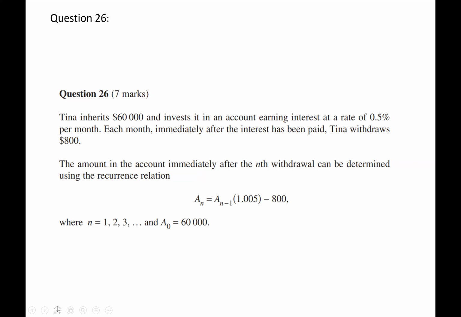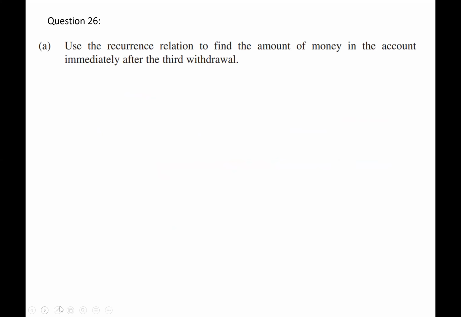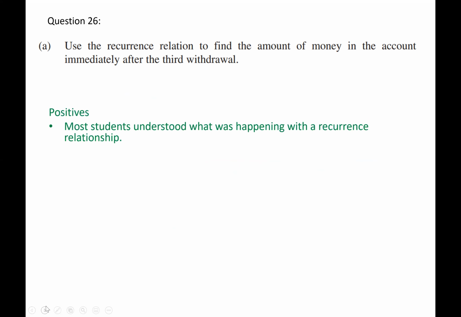In this one, we had a finance question where $60,000 was invested into an account at 0.5% per month, and each month an $800 withdrawal was made. We have this little recurrence formula down here. The next slide is the actual question: use the recurrence relation to find the amount of money in the account after the 3rd withdrawal.